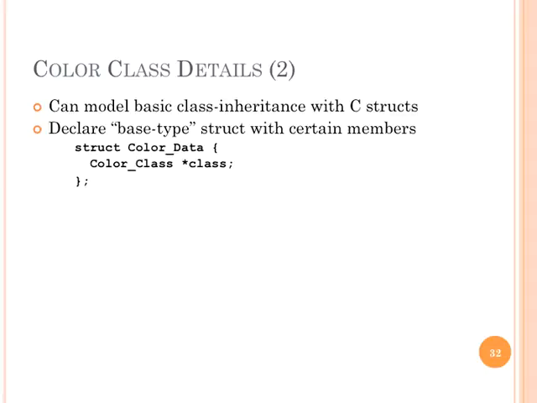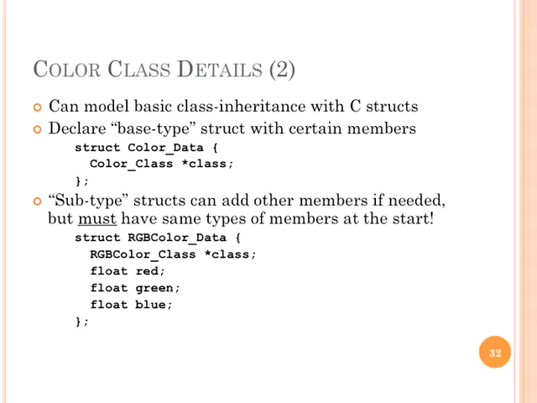So this is the base type, notice color data. Now at this point, I don't know if we're going to have color be an abstract class or not. I kind of don't care. We're not talking about abstract types right now because that would probably be too much for the lecture. But we do have some base type that has a pointer to the class. That's all it really has. The subtypes will have more members because we know RGB color needs red, green, and blue. HSV color needs hue, saturation, and value. So we still need a class pointer. We have to put it first because that's the same member that our base type has. Like I said, we have to have the same type of members at the start.